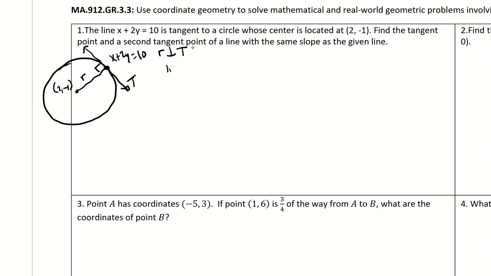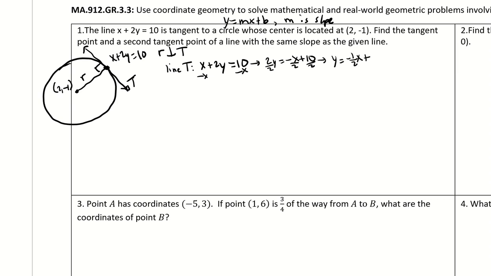Let's go ahead and find that. Let's take a look at line T, which is x plus 2y equals 10. Remember, the equation for a line is y equals mx plus b, where m is your slope. So we're going to solve for y in this equation, and that's going to help us get the slope. I'm going to subtract x on both sides, and that gives me 2y equals -x plus 10. Then I'm going to divide by 2, and by doing that, I get y equals -1/2 x plus 5.